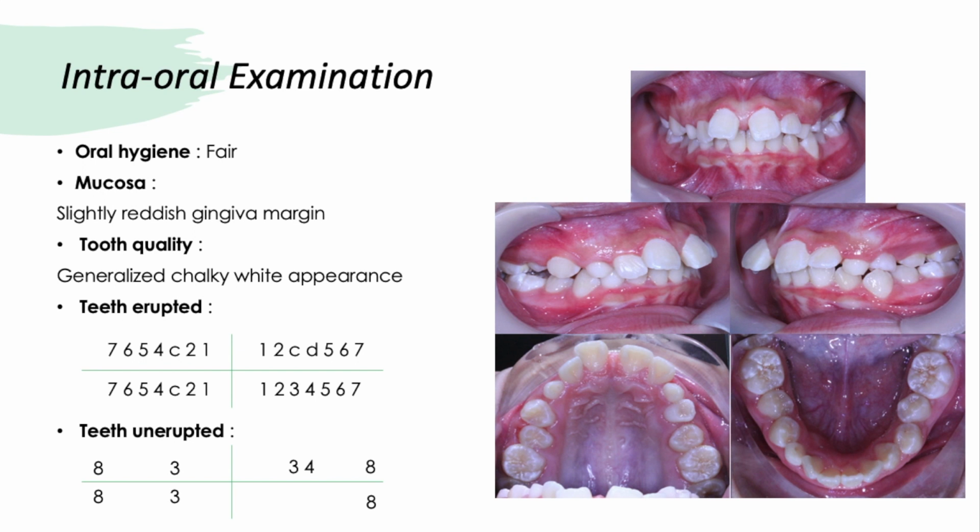Intraoral examination found that she has fair oral hygiene, slightly reddish gingival margin, and generalized chalky white tooth appearance. She presented with multiple retained deciduous teeth. They are retained deciduous canines 53, 63, 83, and also retained deciduous first molar 64. Thus, the teeth that were unerupted are all the 8s and permanent 13, 23, 24, and 43.